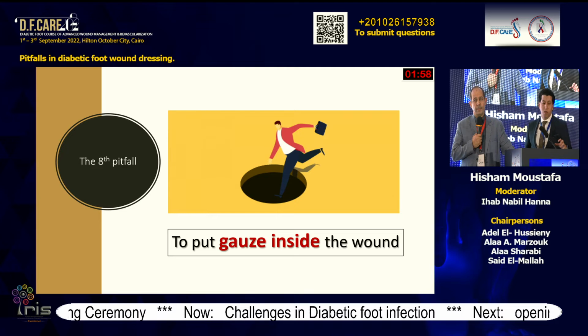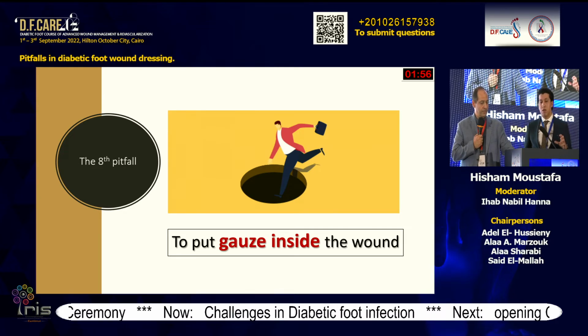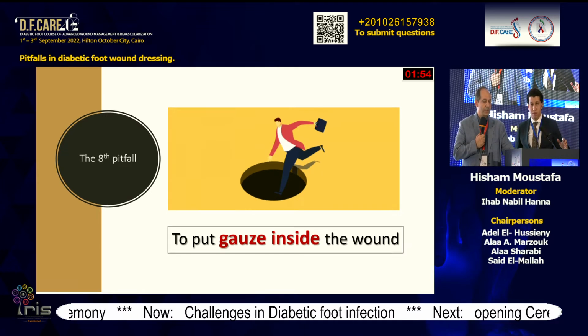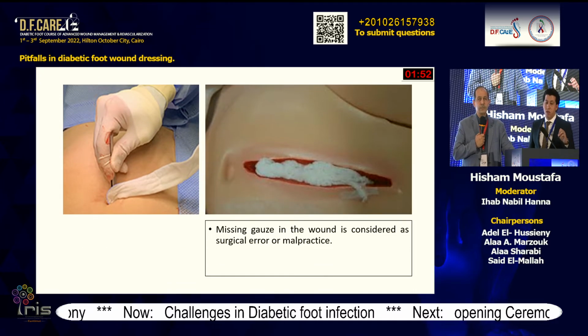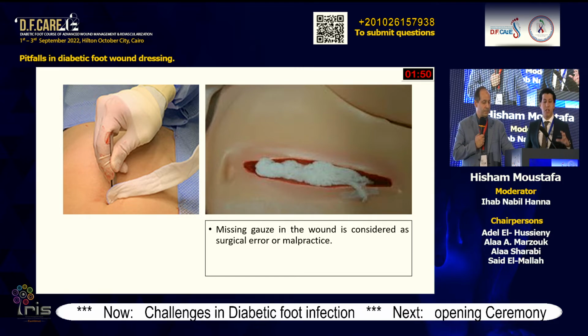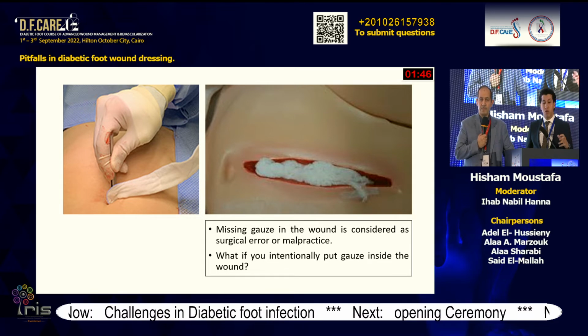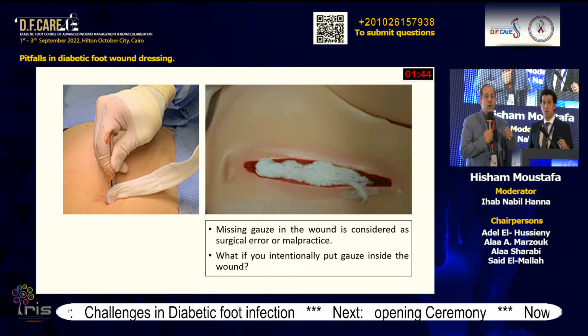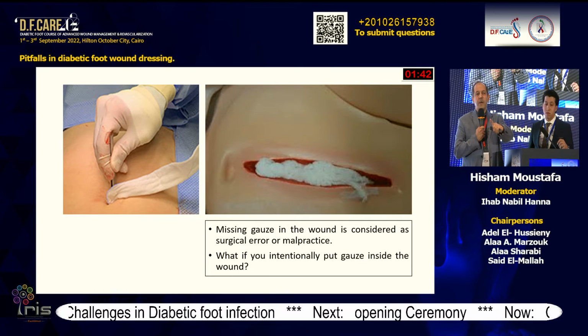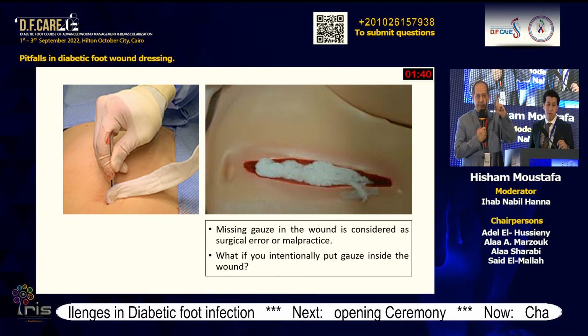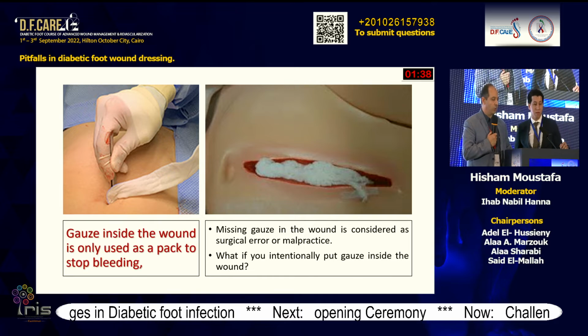The eighth pitfall is to put gauze inside the wound. And this is a very important mistake. Missing gauze in the wound is considered a surgical error or malpractice. What if you intentionally put gauze inside the wound? Gauze inside the wound should never be put except as a pack to control bleeding.